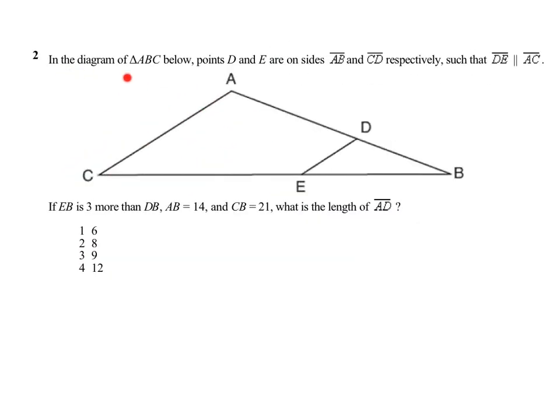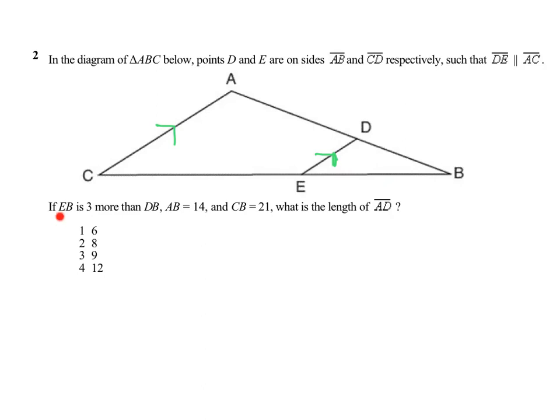Let's take a look at question number 2. It says, in the diagram of triangle ABC, points D and E are on sides AB and CB respectively, such that DE is parallel to AC. I'm going to indicate that right now so that this segment is parallel to this segment.